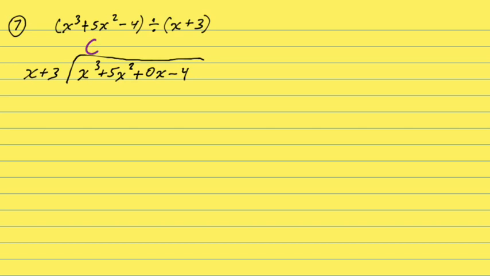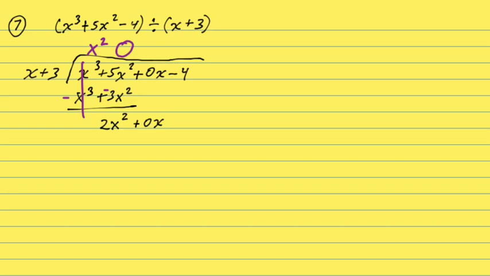So x times what is x to the third? Well, x times x squared. X squared times x is x to the third. X squared times 3 is 3x squared. Change your signs and add. This will become a 2x squared. I'm going to bring down this 0x in case I need it.